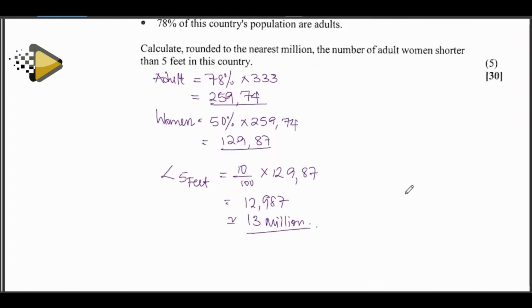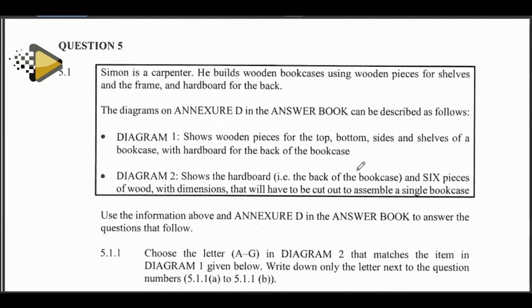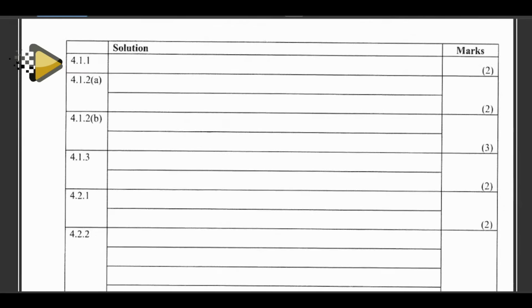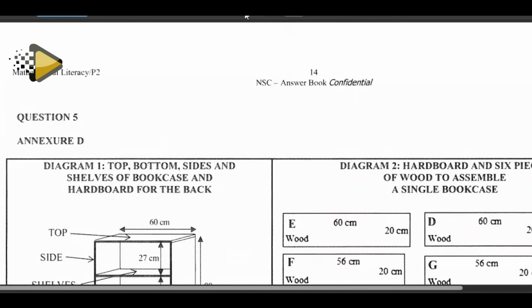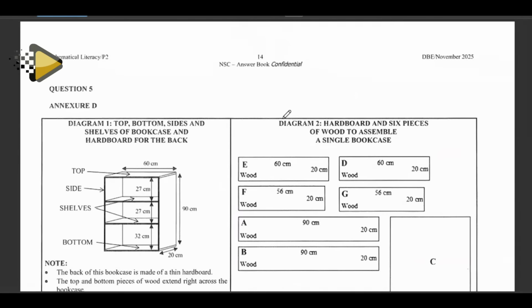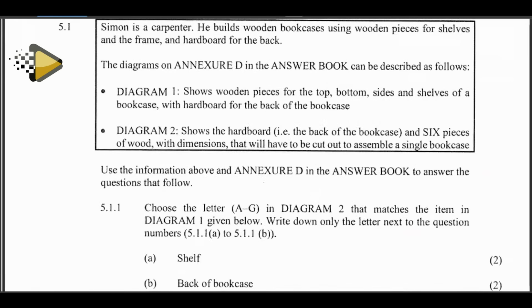Okay, that marks the end of question number 4. We go to question number 5 very fast. Question number 5 wants us to look at the annexure from the table here. And it will look like this. This is the annexure that we are looking at. Okay, let's continue and we see.